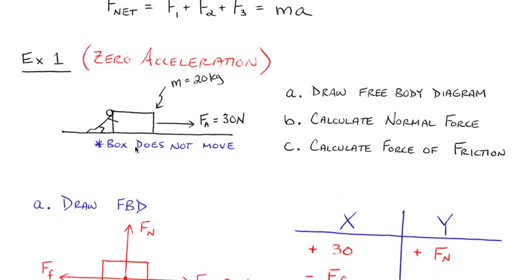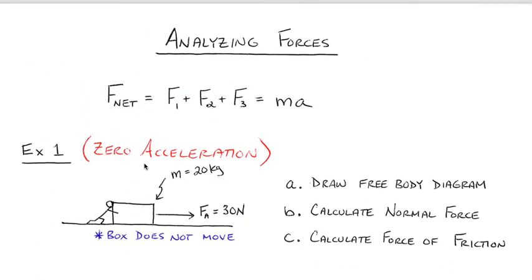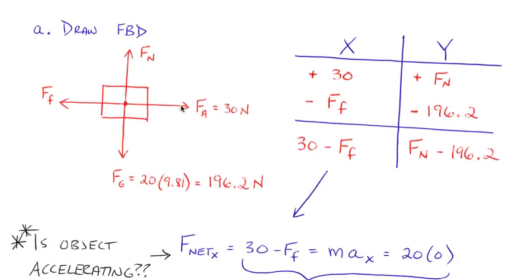Well, if you look up top, the box does not move at all. That means it's not moving or accelerating in the x direction. It's also not accelerating up or down. So the acceleration in both directions, the x and the y, is 0. So all I'll do is basically plug all my numbers into this equation up here.